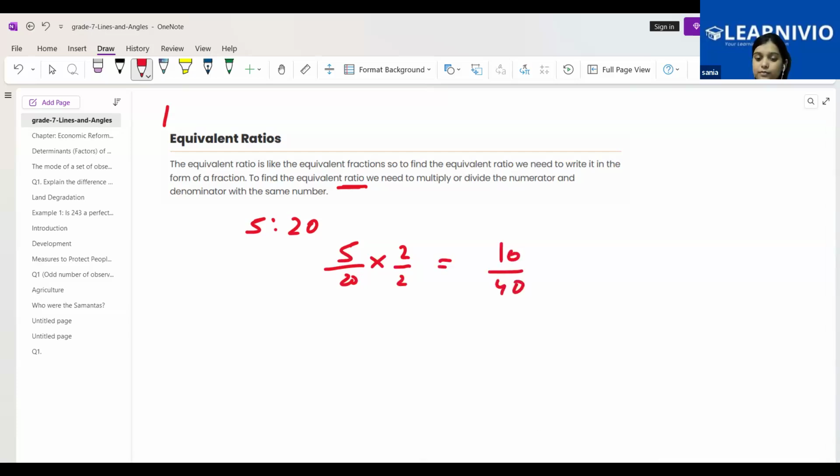Done? Got it? And over here, 5 divided by 20, you will divide by the same number. So 5 and 5 is possible. So you got 1 upon 4. And even if you simplify, you get 1 upon 4. Got my point, everybody? Yes, ma'am.